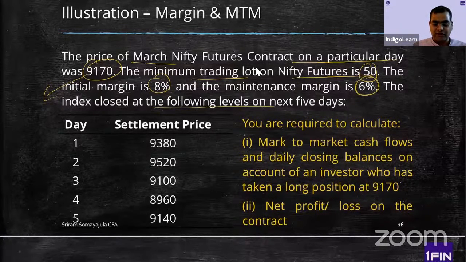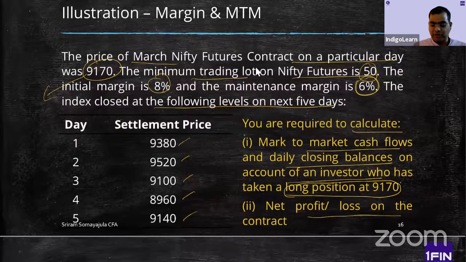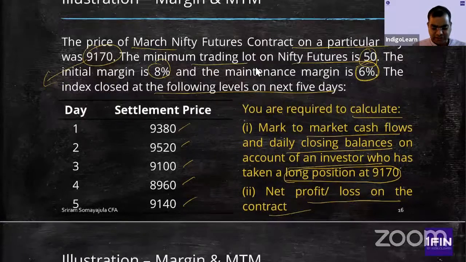The index closed at the following levels on the next 5 days: 9380, 9520, 9100, 8960, 9140. You are required to calculate mark-to-market cash flows and daily closing balances on account of an investor who has taken a long position at 9170, and you are supposed to calculate the net profit or loss on the contract. Very, very interesting problem. Let us go ahead with this.